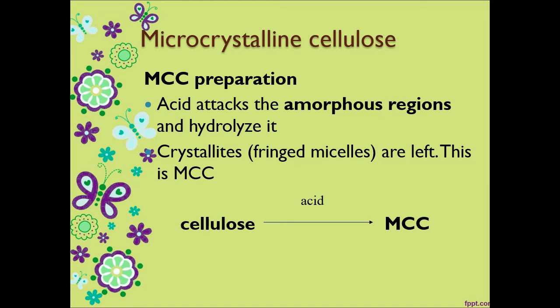So microcrystalline cellulose can be prepared by using acid. Acid will attack the amorphous region of the cellulose and hydrolyze it. What is left behind is what we call crystallites or fringe micelles. And this is called MCC, microcrystalline cellulose.